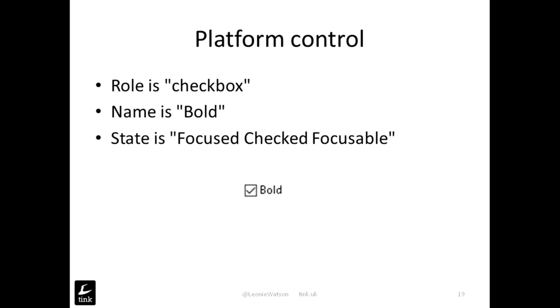And the nice thing is that if you look at a control on the platform, this is a checkbox buried somewhere in the Windows 10 control panel to toggle a bold state on or off. This is the information you'd get if you were looking at it using the MSAA API. You'd be told that it has a role of checkbox, that its name is bold, and that it's focused, checked, and focusable. Lots of really useful information there.